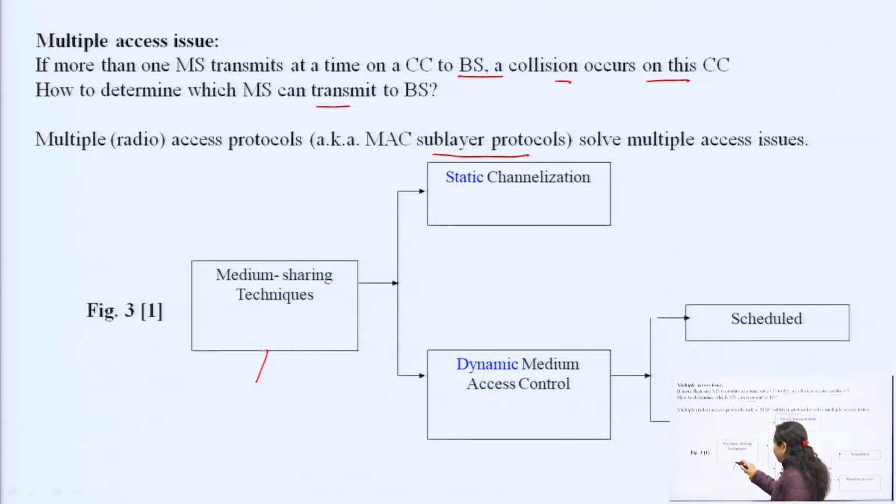So, these are the medium sharing techniques, like static channelization and dynamic medium access control. Now, this is again divided into scheduled and random access protocols. So, there are different types of protocols, or sets of rules, that have to be followed when we are considering this multiple access technique to reduce the collision effect.